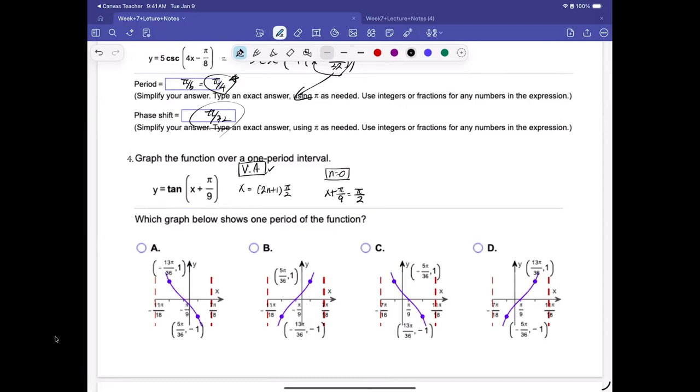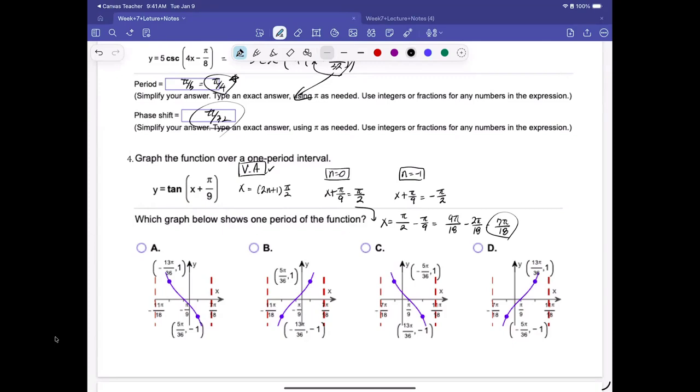When n is -1, I think it is better. X plus pi over 9, it'll be 2 times -1, which is -2, so -1 times pi over 2 is negative pi over 2. So x is going to be negative pi over 2 minus pi over 9, which is negative 9 pi and 2 pi over 18, so negative 7 pi over 18.